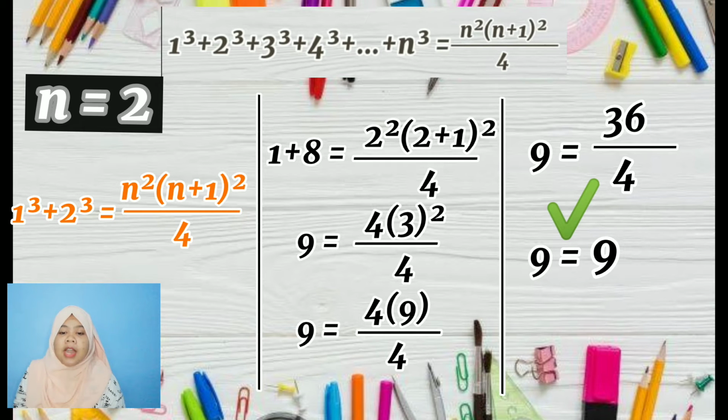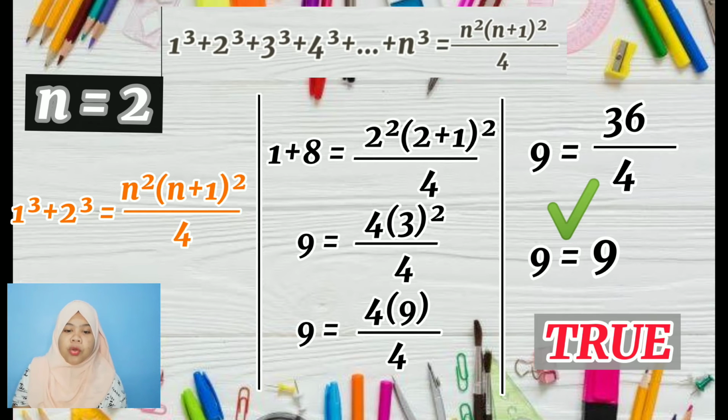So now we have the next step. We bring down the 9, equal to the value of the right side, 4 times 3 squared all over 4. So we have 4 times 9 is equal to 36, and if we divide it by 4, we have 9. Therefore, n is equal to 2 is true.